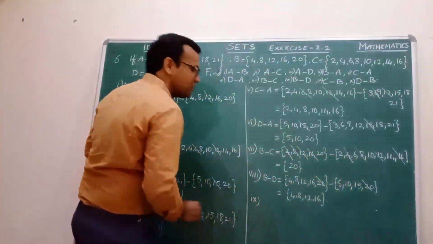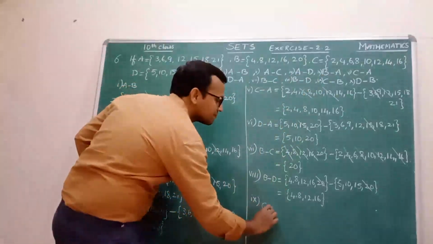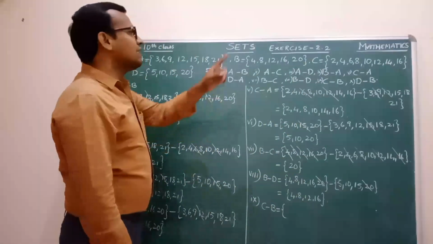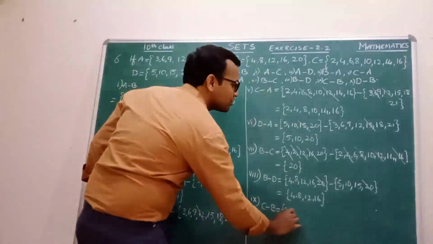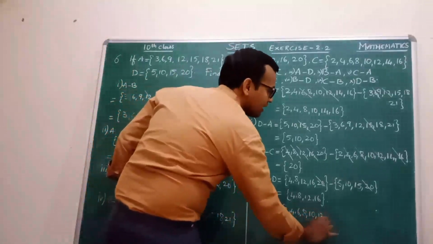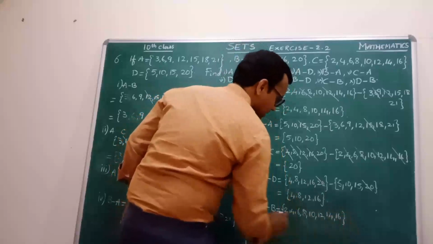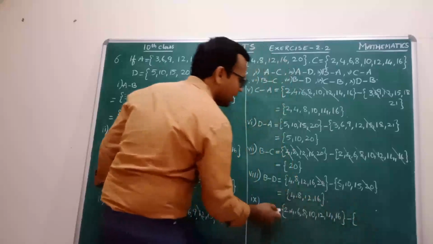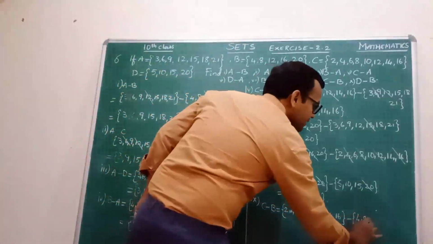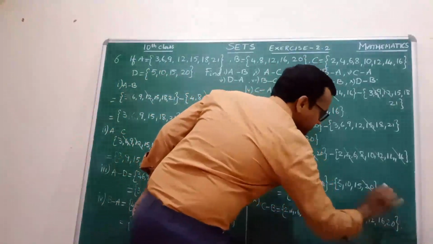Now the ninth one, last but one, C minus B. C is the set of multiples of 2: 2, 4, 6, 8, 10, 12, 14, 16, up to 16 only, minus B. B is the set of multiples of 4: 4, 8, 12, 16 and 20, up to 20 only, right?